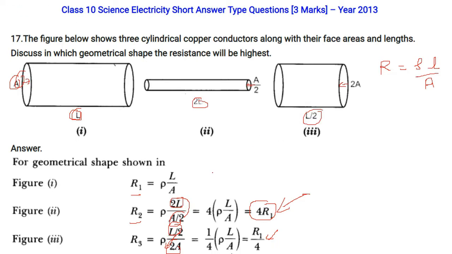Let me explain. This is R1. This is R1 by 4, so it is 1/4 of R1. And this is 4 times this one. That means the highest is the second one.